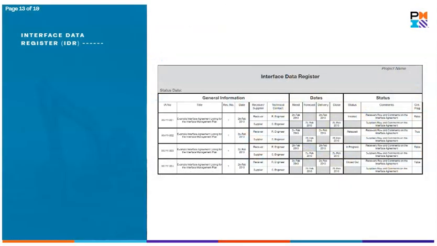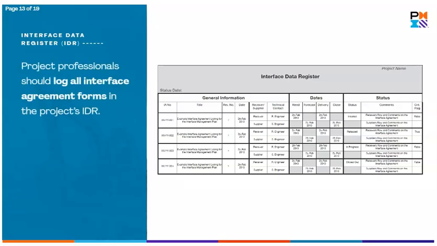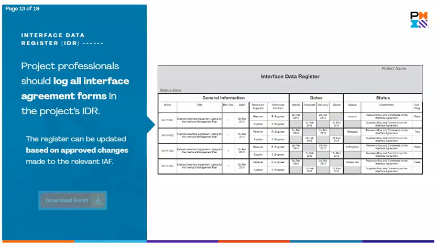It is good practice to implement a centralized Interface Data Register, or IDR, for the whole project. Project professionals should log all interface agreement forms in the project's Interface Data Register. This will provide a way to review all IAFs easily and regularly to assess their status based on when it is required by the project. Should any need attention, they can be actioned by the relevant parties. The register can be updated based on approved changes made to the relevant IAF. Download the IDR form before moving on.